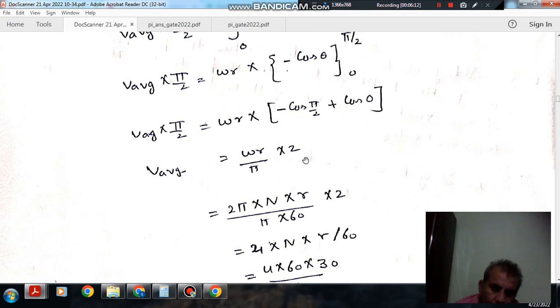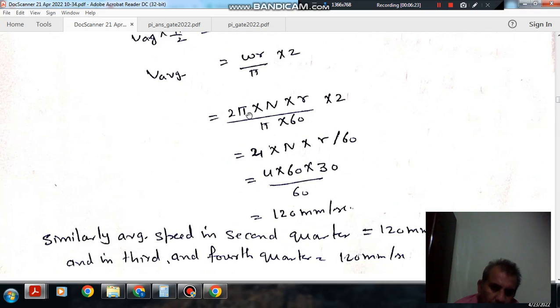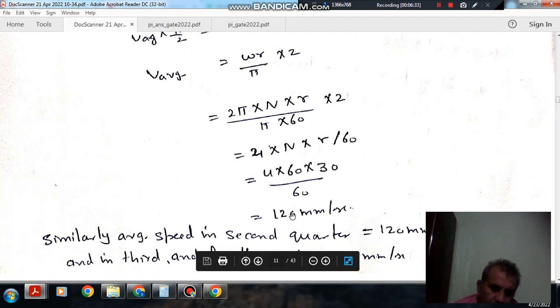omega r will be omega r, and pi by 2 will be 2 pi over pi. So putting the values, r is given, n is given. Omega is 2 pi n by 60, pi will cancel out. So we get the average speed as 120 mm per second.